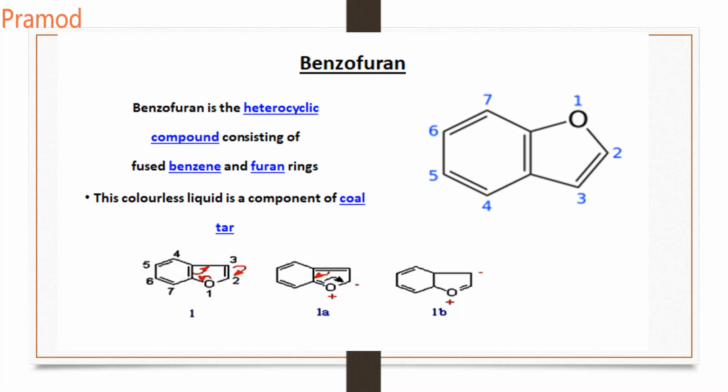Now let's go to the next compound, benzofuran. So what is benzofuran? Similar to indole, it contains a furan ring fused to a benzene ring. The resonance structures are the same as you have seen in indole: the positive charge is on the heteroatom and the negative charge is on the carbon atom. It is obtained from coal tar. These are the resonating structures of benzofuran.